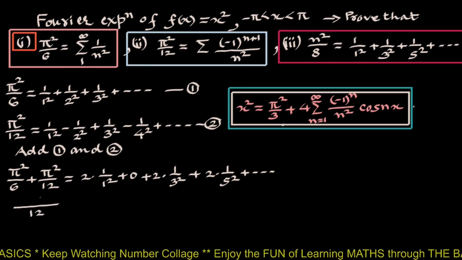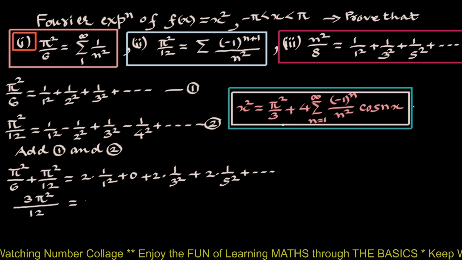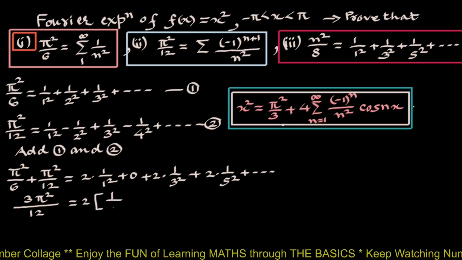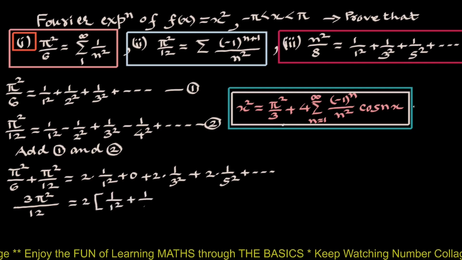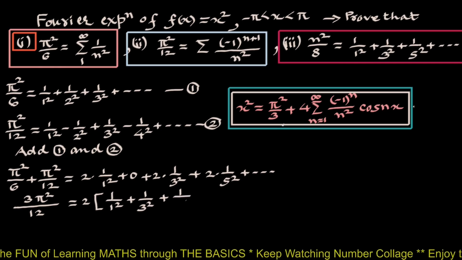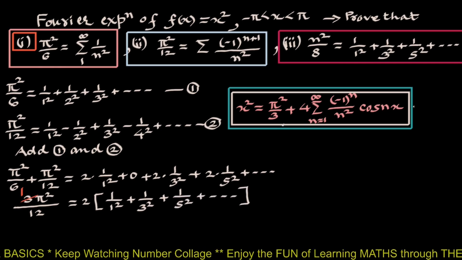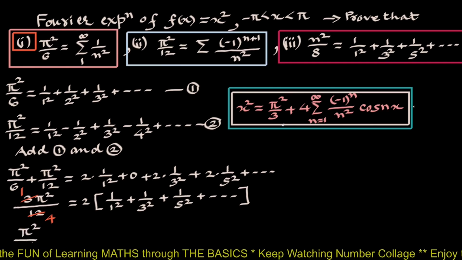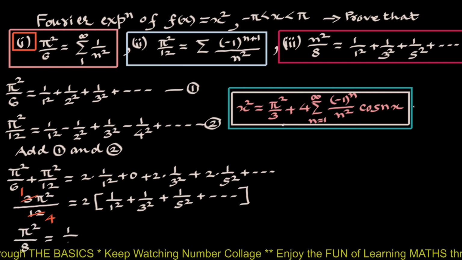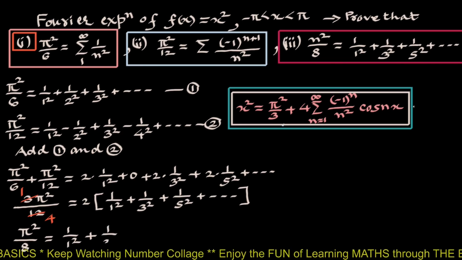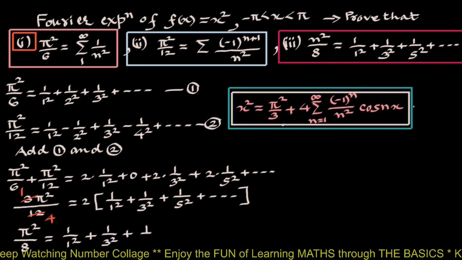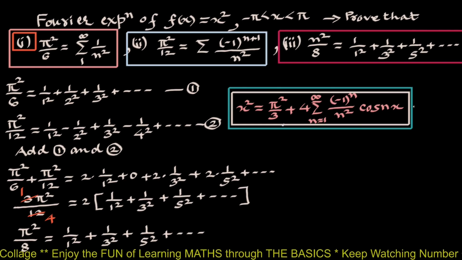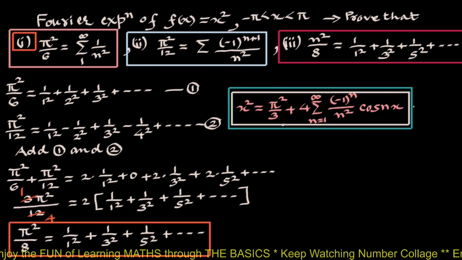On the left, upon 12, 2 pi square plus pi square is 3 pi square, equals 2 times 1 upon 1 square plus 1 upon 3 square plus 1 upon 5 square plus so on and so forth. 3 ones are 3, 3 fours are 12. This will be pi square upon 4 twos are 8 equals 1 upon 1 square plus 1 upon 3 square plus 1 upon 5 square plus so on and so forth, which is the third deduction that we have to prove.